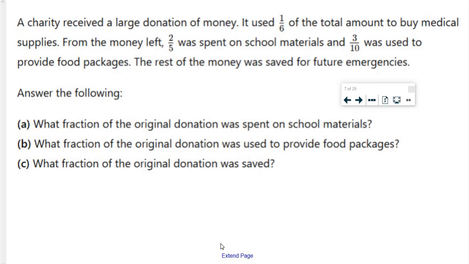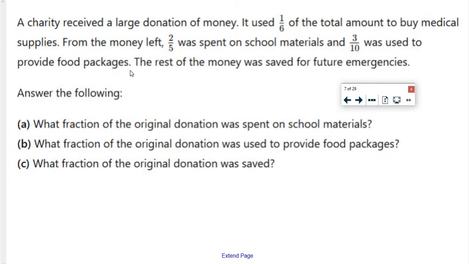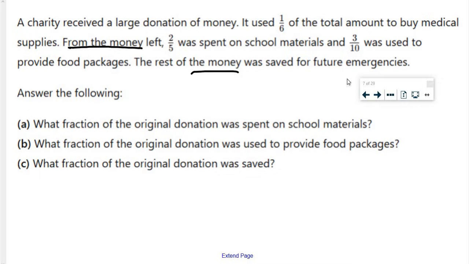A charity received a large donation of money. It used 1/6 of the total amount to buy medical supplies. From the money left, pay attention here, 2/5 was spent on school materials and 3/10 was used to provide food packages. The rest of the money was saved for future emergencies.